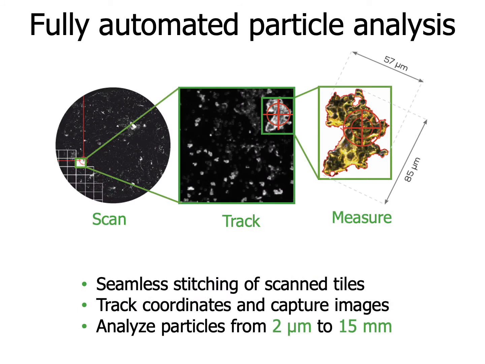Counting is automatic. You put in your sample, you select the area that you want to image and count. Hound will go through, raster through the sample area, image every spot, stitch the image together, count the particles, and report the information about where their coordinates are and what the morphology of the particle is. It can pick up particles as small as 2 microns and accurately measure particles as large as 15 millimeters.